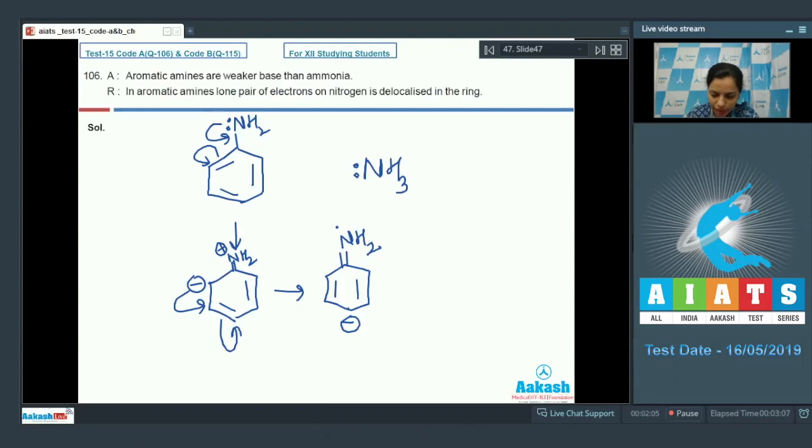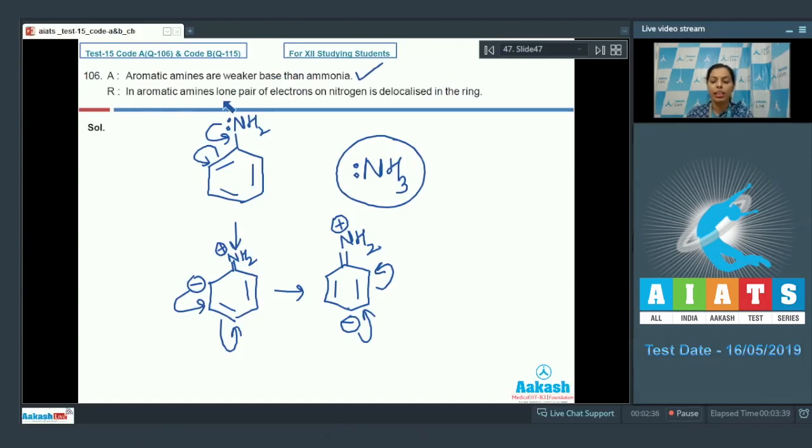So you can easily understand why it happens. It means it is not easily able to lose its lone pair, and that's why it is a weaker base than ammonia. This continues in this way, and finally the lone pair comes here. It means the lone pair gets involved in delocalization, in resonance basically, and that's why it cannot be lost. While in the case of ammonia, it can easily lose its electron pair, and that's why it is a stronger base. Definitely the assertion is correct. Let's check the reason.